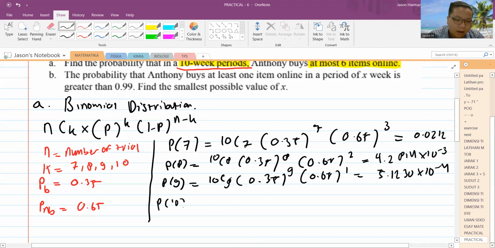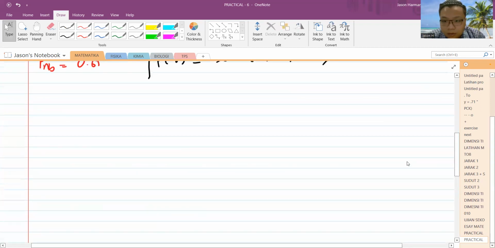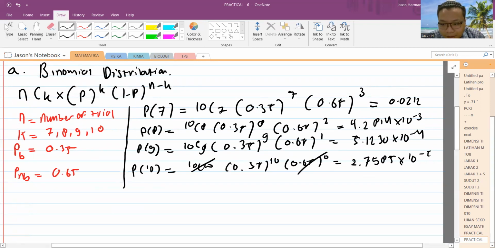And the last one, 10C10, which is actually 1, so we can just cancel it out because it doesn't affect any value. And 0.35 to the power of 10, 0.65 to the power of 10 minus 10 is what? 0, right? I mean 1, so it does not affect the value. So 2.7585 times 10 to the power of negative 5.